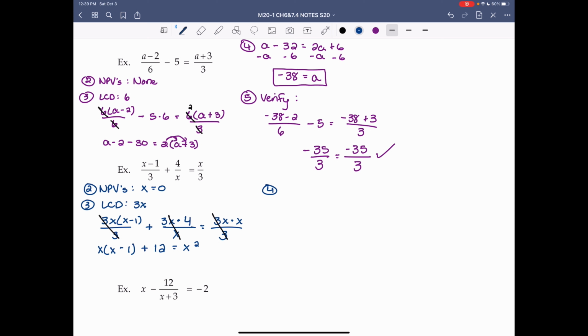Step 4, simplify and solve the equation. Multiply x into the brackets. x times x is x squared. x times negative 1 is negative x. Plus 12 equals x squared.